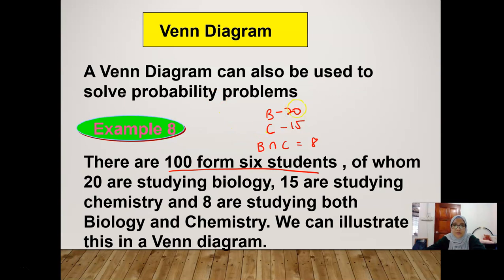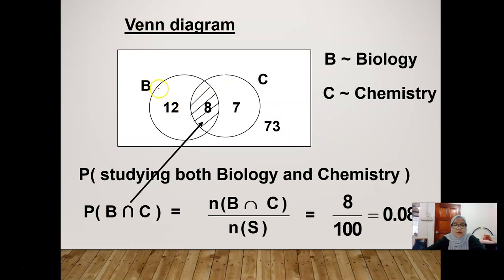So biology just now is 20, right, but then of the 20 students, 8 of them are studying chemistry as well. So that's why the ones studying biology only, left only 12, because the total for biology is 12 plus 8, and then chemistry is 7 plus 8. Okay, 15. So this is the Venn diagram. So inside the biology and chemistry circles, outside is the rest of them. So we just minus, 100 minus the ones inside here. Okay, 73. How do they get 73 from here? So 12 plus 8 plus 7. So 100 minus 27 is 73. So outside is 73.